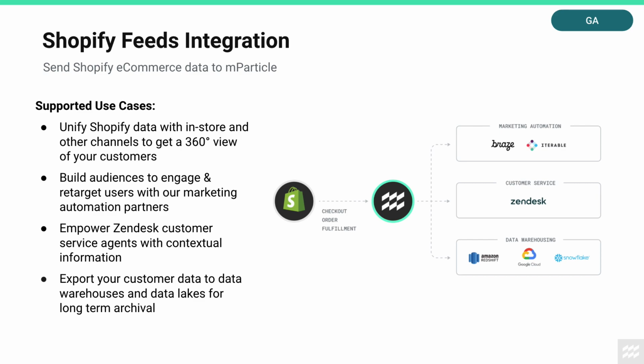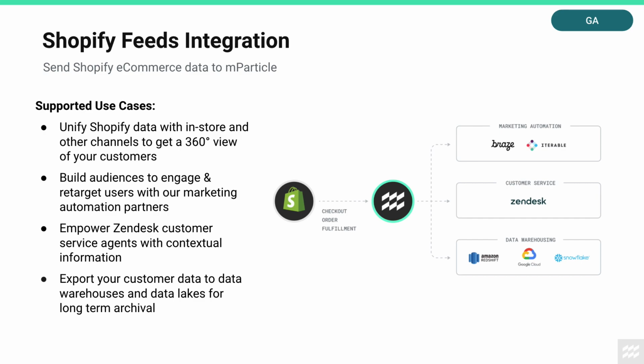As part of our capability, we're able to capture all the events and data points from Shopify and the different channels that you have. From there, we can use that information to build audiences, and that will allow you to engage and retarget your users using different pre-built integrations that we have already available to our marketing automation partners. Such marketing automation partners could be Braze, Iterable, Airship, and so forth.